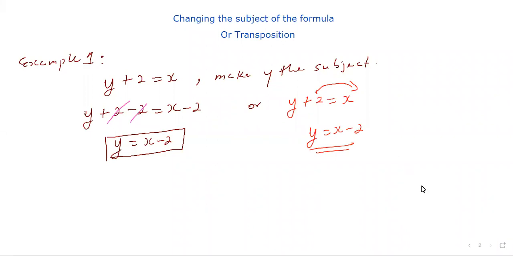Yes, sir. All right. So let's look at the next one, right? The next one, we have y minus 5 is equal to x. Okay. So how will I approach this? If you are using the balancing method, what will you do? So y, plus 5, equal x plus 5.